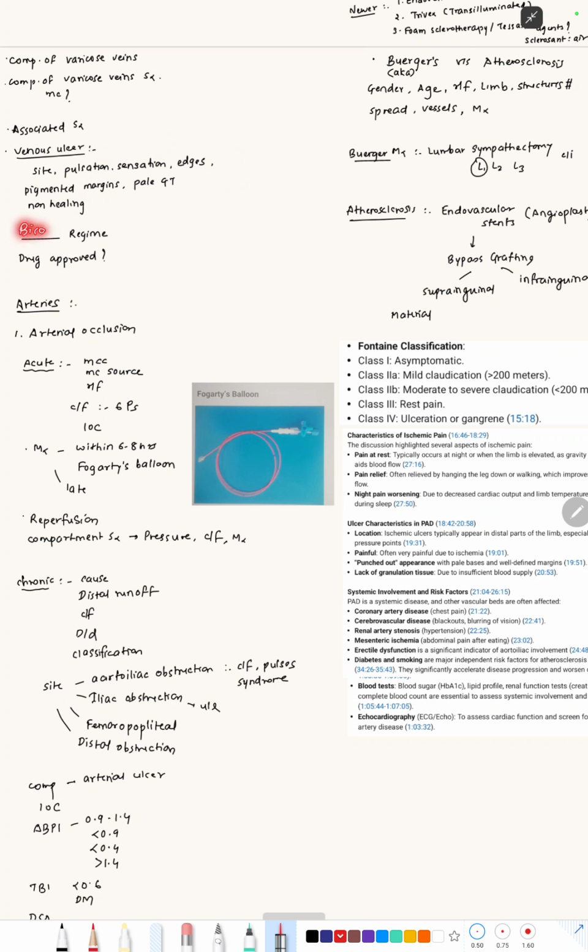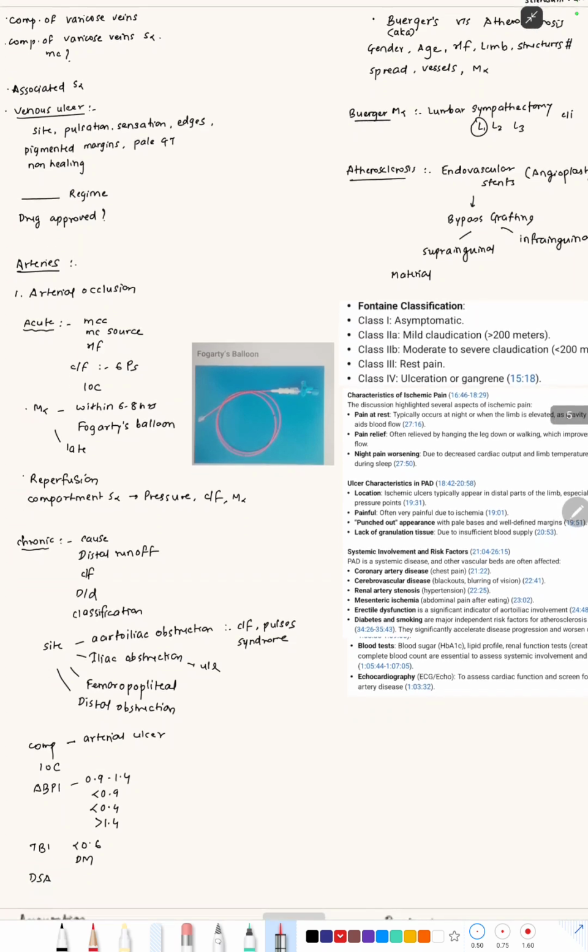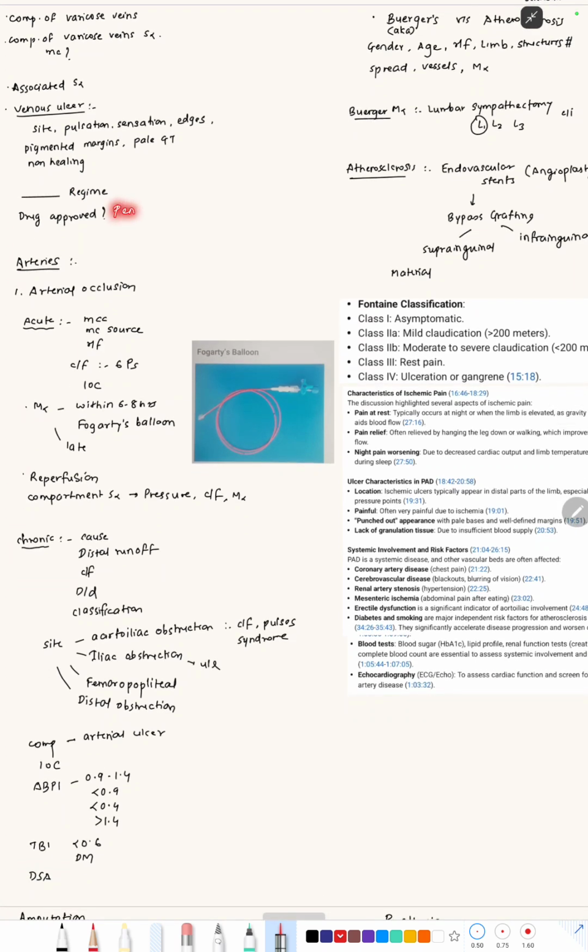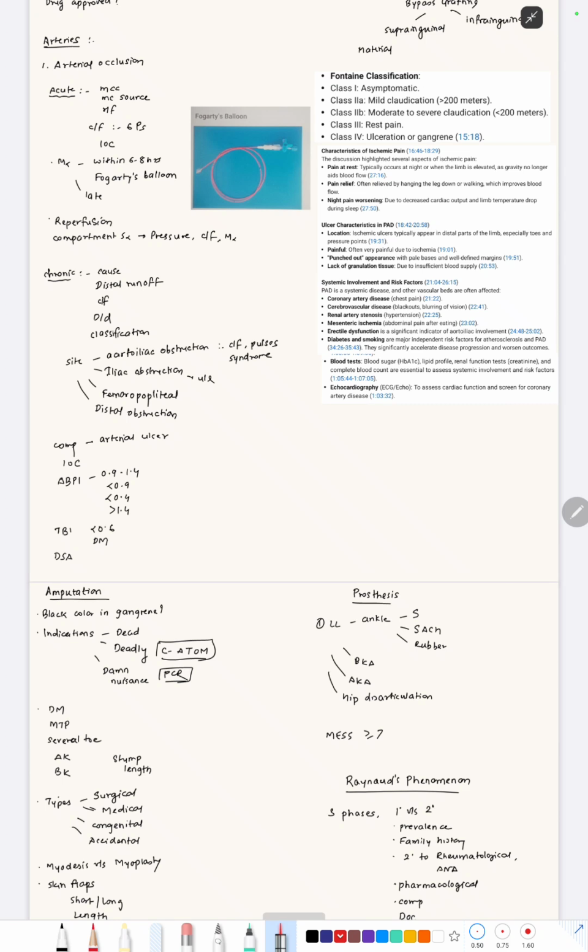Then the conservative regime is called the Bisgaard regime. In the Bisgaard regime, there is education, elevation of the limb, and elastic compression stockings. The only drug that is involved is pentoxifylline. Pentoxifylline is approved because it increases the microvascular perfusion. Then the next is arteries.